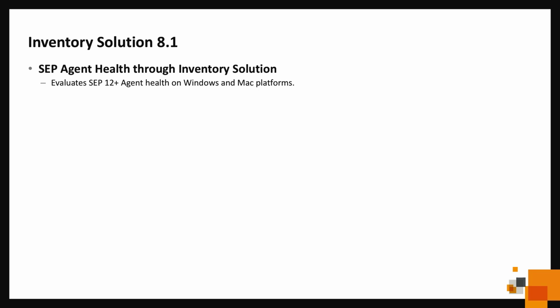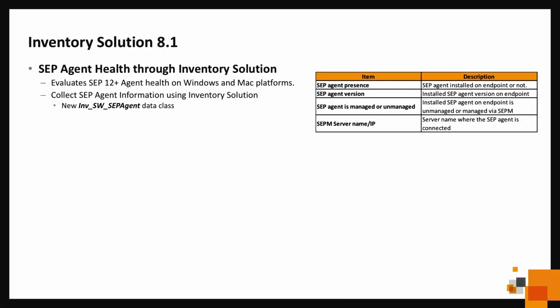So it's data from Windows and Mac profiles. Okay, it collects all this information into this data class, inventory software SEP agent. And what does it get? It gets the agent presence, the agent version, SEP agent, whether it's managed or not, as well as the SEPM server name and its IP. So that's great information to have when you're doing combined reporting, right?